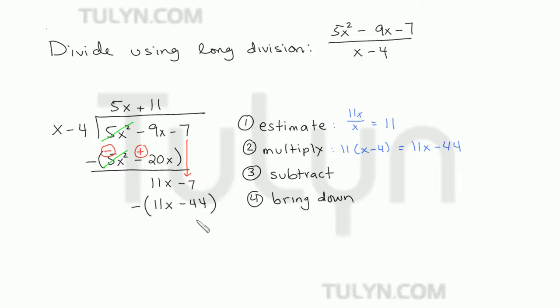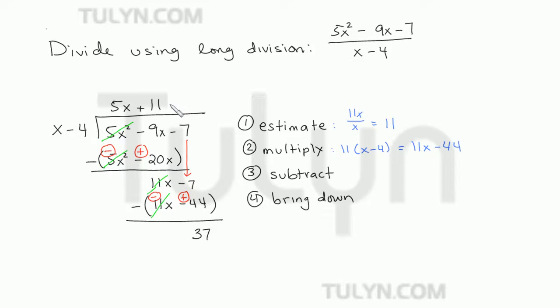And then when we subtract, this negative is going to turn this into a minus 11x and into a plus 44. So then when we subtract, this 11x is going to cancel out with this 11x, and then we have negative 7 plus 44, which gives us 37. And now we can't estimate 37 into x minus 4 because there's no more x's left, right? So this is the remainder.